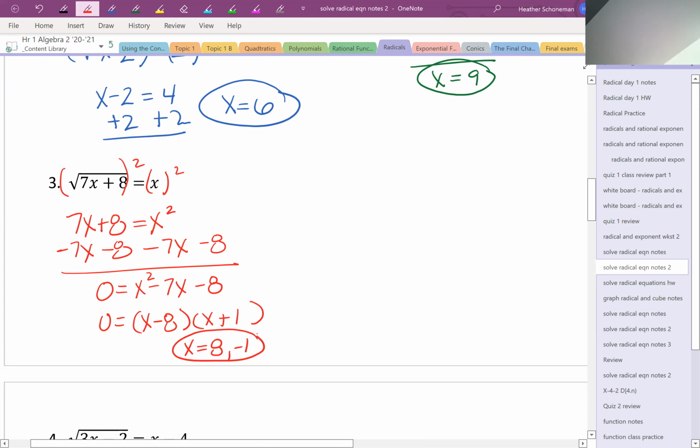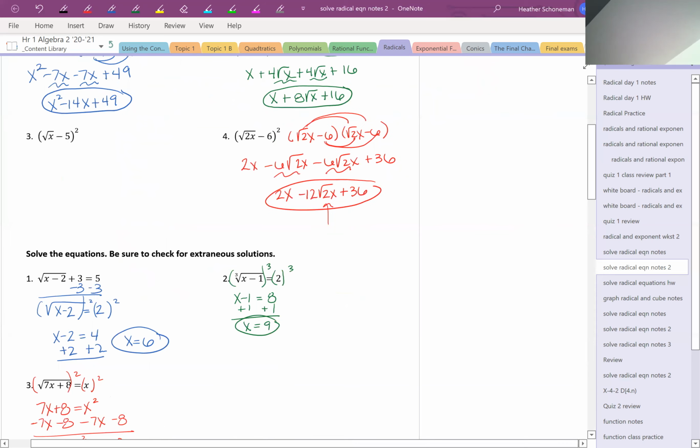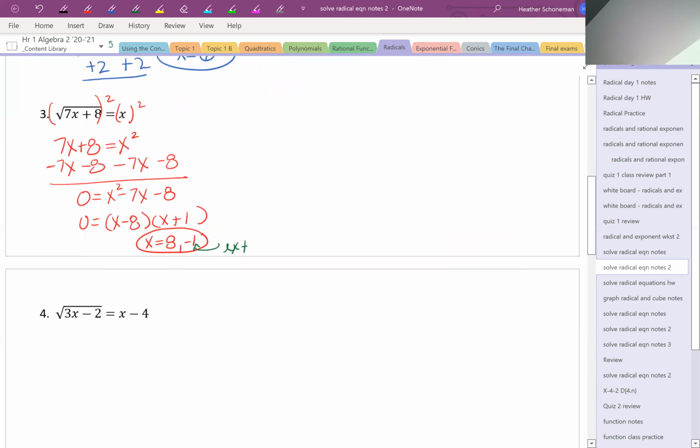But now we need to check. When it gets plugged in the radical, it's going to work out okay. The issue is we can't have a radical equaling a negative number. So if I put in 8, it's fine. But if I put in negative 1, that is not going to work because the radical can't equal a negative. So therefore, it is extraneous. Sorry, my screen keeps jumping.